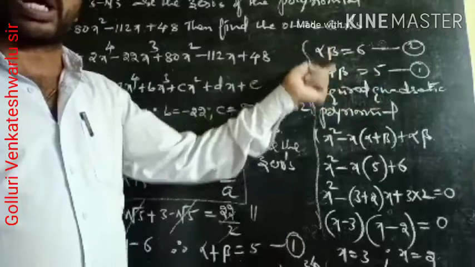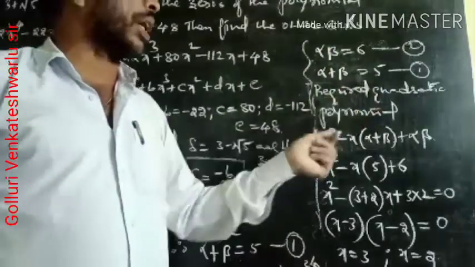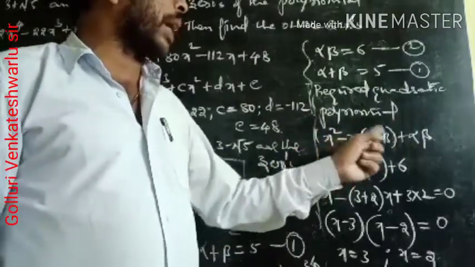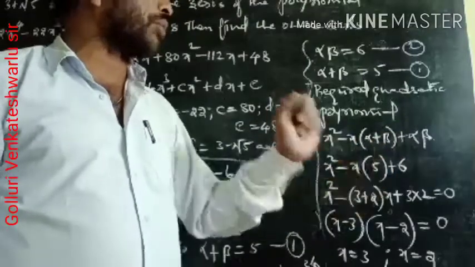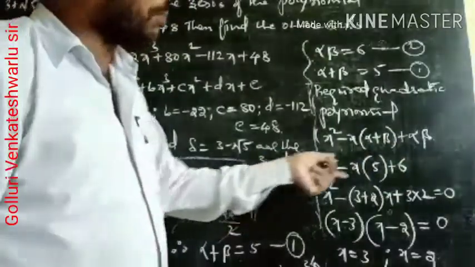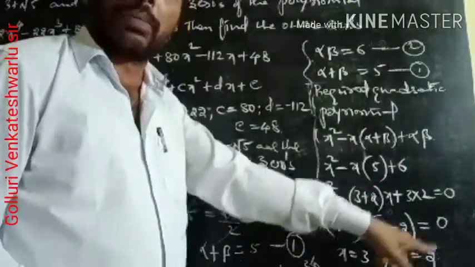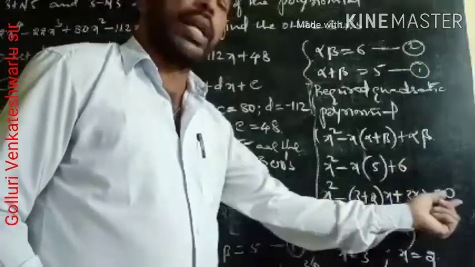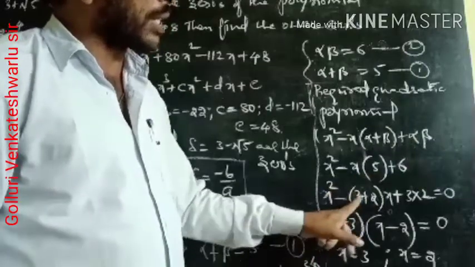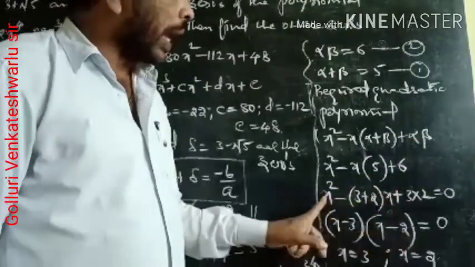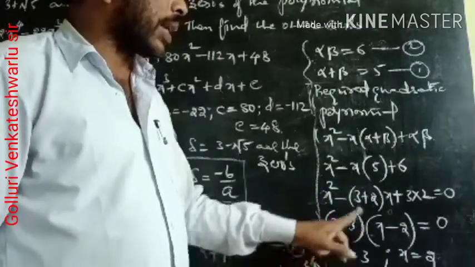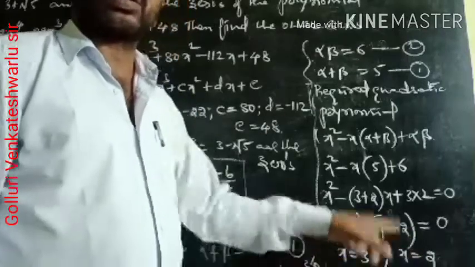Here the sum of zeros and product of zeros is given, so the quadratic polynomial is x square minus x into sum of zeros plus product of zeros. This is what we applied. Here we substituted alpha plus beta as 5 and alpha beta as 6. This is the polynomial. While finding zeros of the polynomial, we equalize it to 0. Here 5 is written as 3 plus 2 and 6 is written as 3 into 2. x minus 3 is a factor and x minus 2 is another factor. So x is equal to 3 and x is equal to 2 are the zeros of the polynomial.